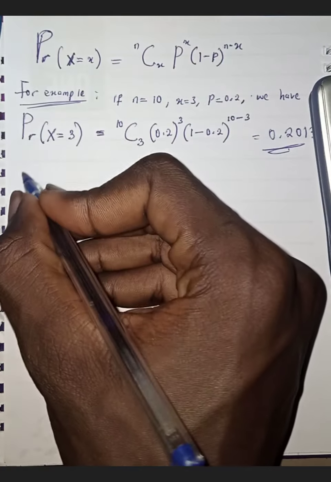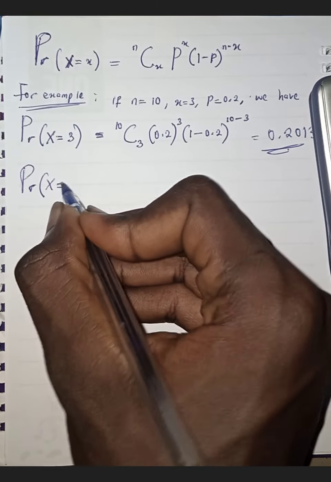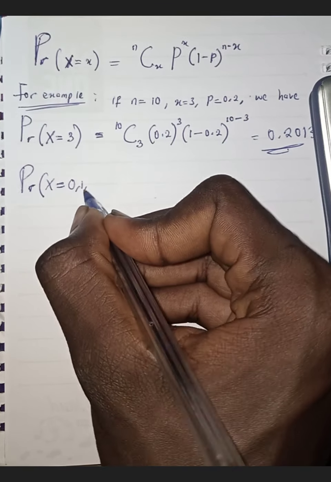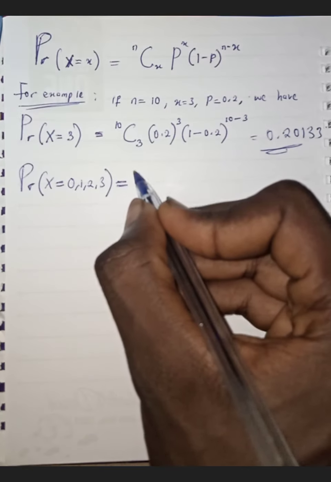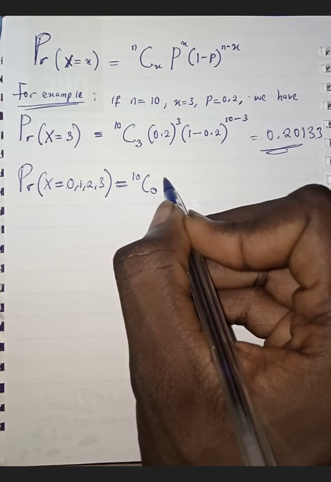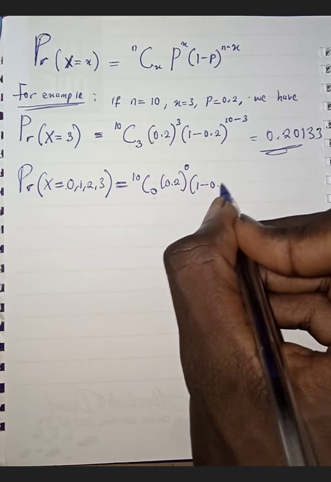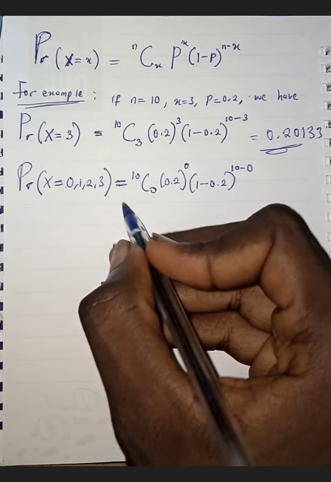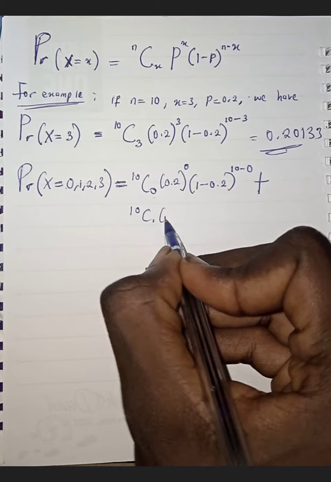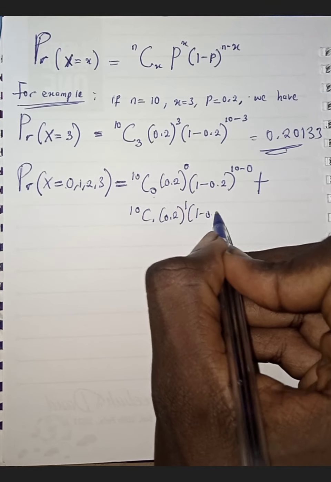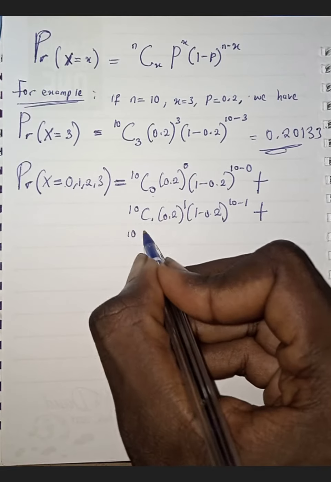What if I was to find a question like not x equals to 3? What if it was now at most 3? That is, I have to solve for 0, 1, 2, and 3. So I need to solve for when x is 0: 10 combination 0, 0.2 raised to the power of 0, 1 minus 0.2 raised to the power of 10 minus 0. Then I add it with when x is 1: 10 combination 1, 0.2 raised to the power of 1, 1 minus 0.2 raised to the power of 10 minus 1. Then plus, when x is 2, I'll have 10 combination 2.